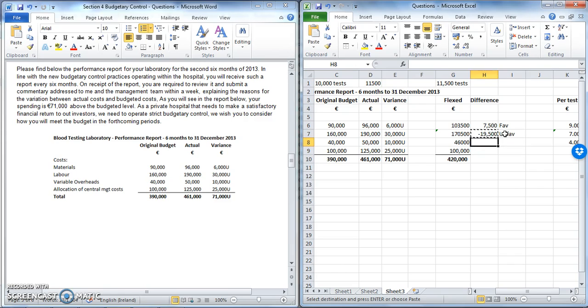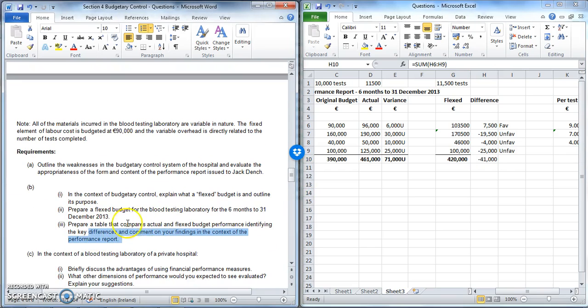Same approach for variable overheads, and same approach for the fixed element of the allocation. Both of these are unfavourable as well. So what you're doing here is comparing the actual to what you expected based on that level of activity, and figuring out whether it's positive or negative. Adding those up means the total of the flexible budget variances is 41,000. So that's the first part of your question: prepare a table that compares actual and flexed. You're comparing the actual to what you would have expected at that level of activity. That gets you to 41,000.